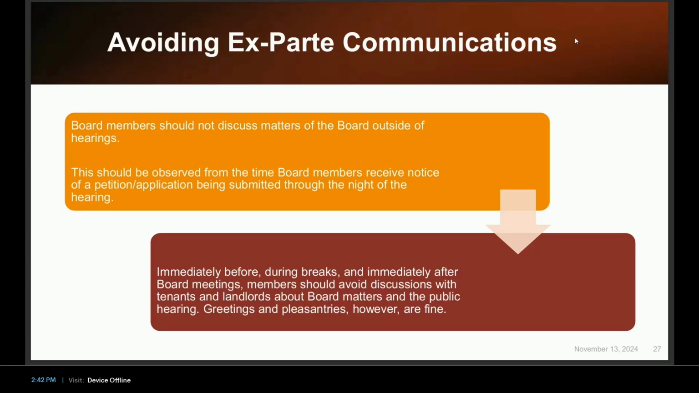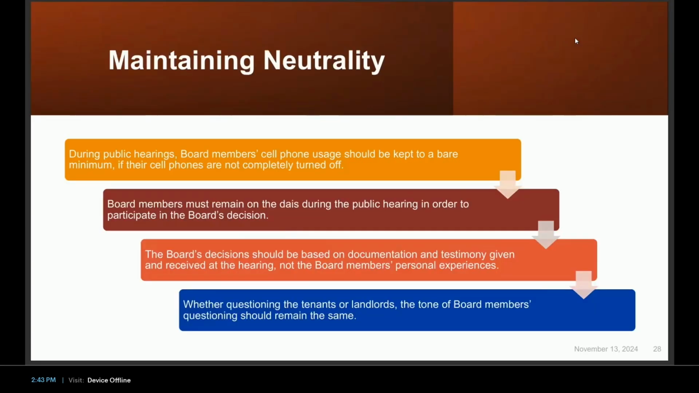And then when you have breaks, it's equally good to not have dialogue with whomever is here, who may want to chat with you and try to influence your vote. That's why we have very set protocols that take place, similar to what you see if you're on other boards or commissions, or if you've attended planning commission or city council meetings. But again, pleasantries and greetings are fine, but not discussions on the item before you.